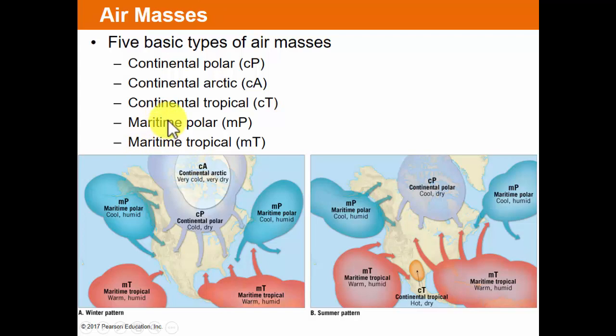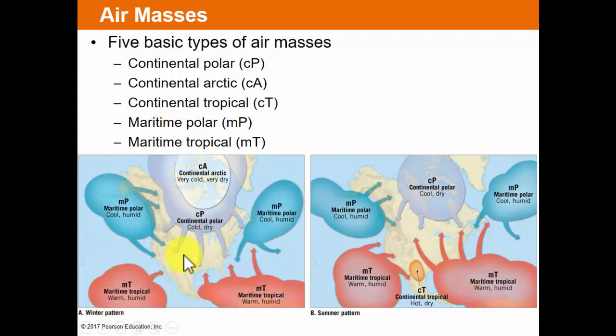You do not have maritime Arctic. You typically don't have humid air that's Arctic. If it's that cold, it's going to be dry. So you have continental polar and continental Arctic. Continental polar is cold and dry, and continental Arctic is very cold and very dry. Maritime polar is cool, humid air on either side of North America, and then maritime tropical is warm and humid air.